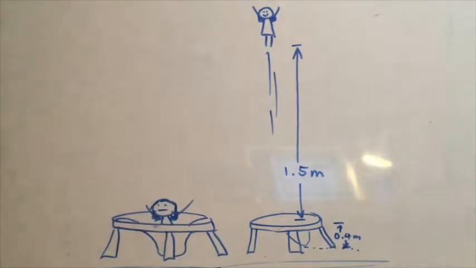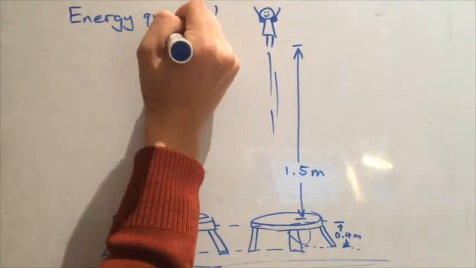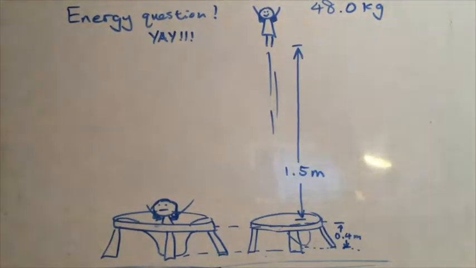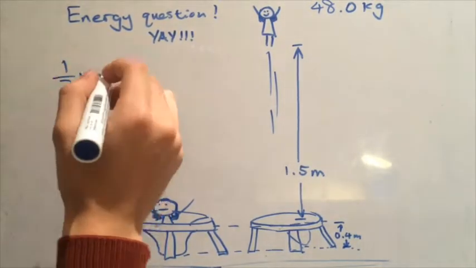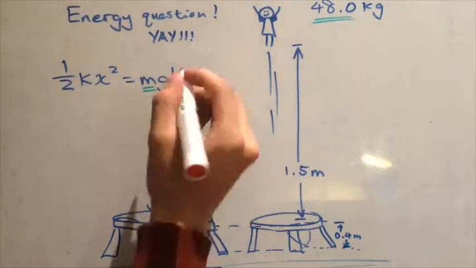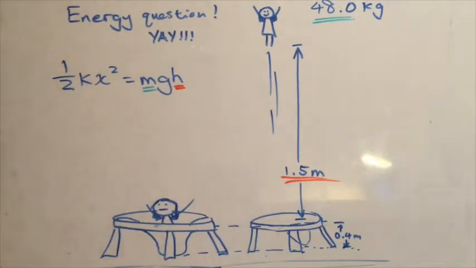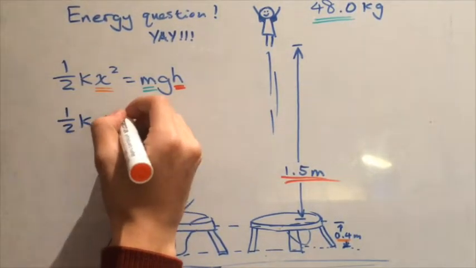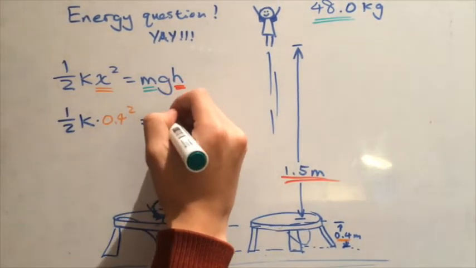So, from all this, we know that it's an energy question, because at the bottom of her jump, she has elastic potential energy, which is converted to gravitational potential energy at the top of her jump. Now, this means we can do an energy equivalence showing 1/2 kx squared equals mgh. Now, we sub in the numbers: 1.5 meters for the h value, 48 kilograms for the mass, 9.8 for the g value, and 0.4 for the x value. All of this we get from her various positions in and around the trampoline.